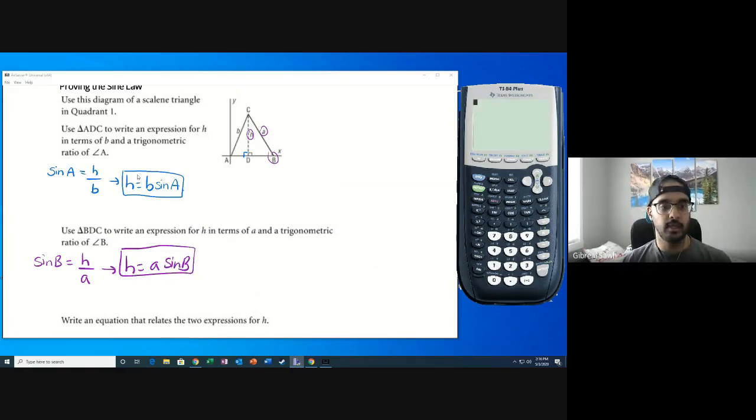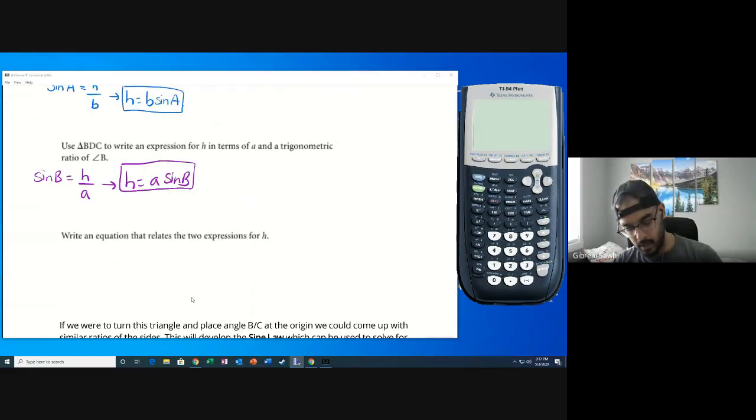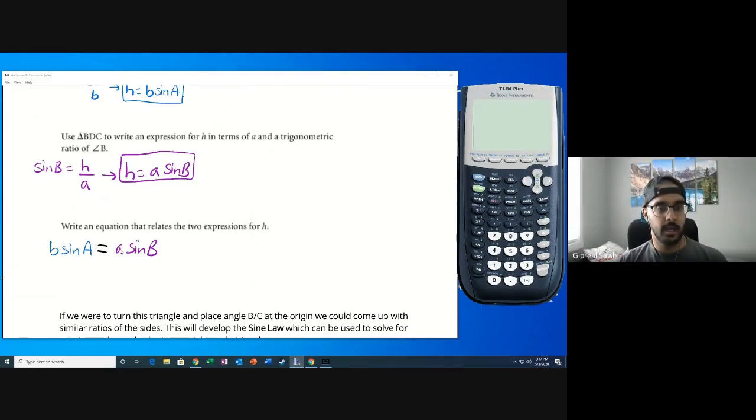Now, if both things in those boxes, the blue and the purple one, are both equal to h, then whatever they're equal to has to be equal to each other. Okay, so that means now that b sine A is going to be equal to a sine B. Now what you can do is you can leave it like this. This is one format that could work. Or you could write them as fractions and match up the angles and the sides together.